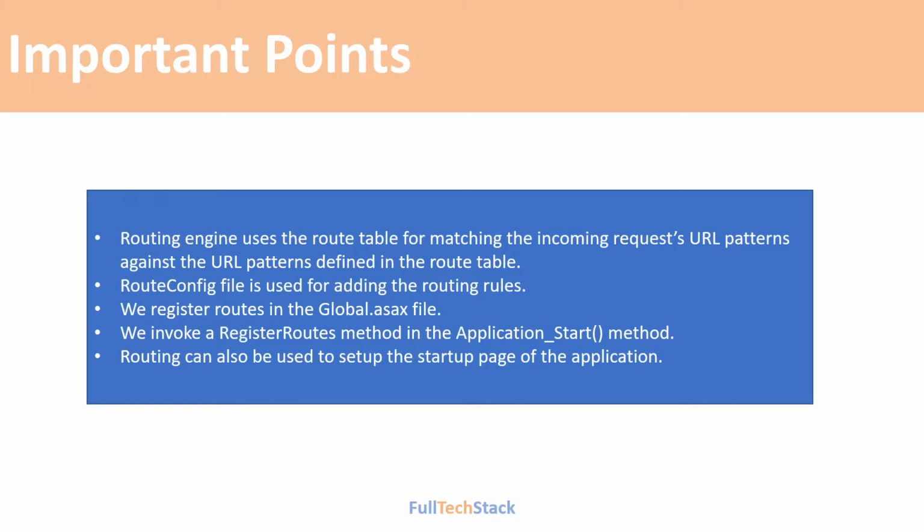Next, the route config file is used for adding the routing rules, meaning that we require the route.config file for configuring routes. We register routes in the Global.asax file. We are skipping this point for now and we will see this in action soon. We invoke the RegisterRoutes method in the Application_Start method. This means that in the Application_Start method, we invoke the RegisterRoutes method for registering the routes.